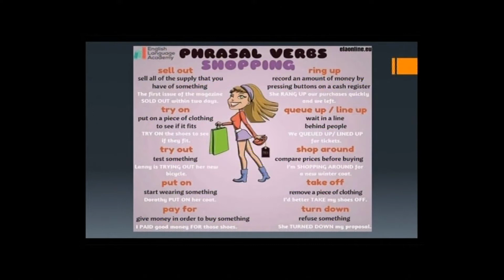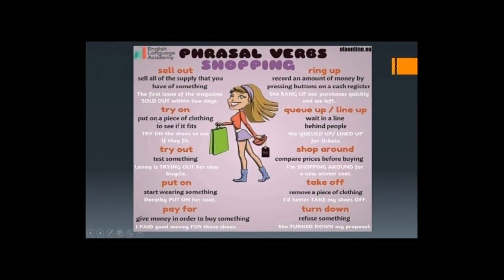Sold out. Any live concert of any singer is there, the tickets are gone 2 days before it starts, sold out. So sell out or sold out means that it is completely gone, now you cannot buy it, right?